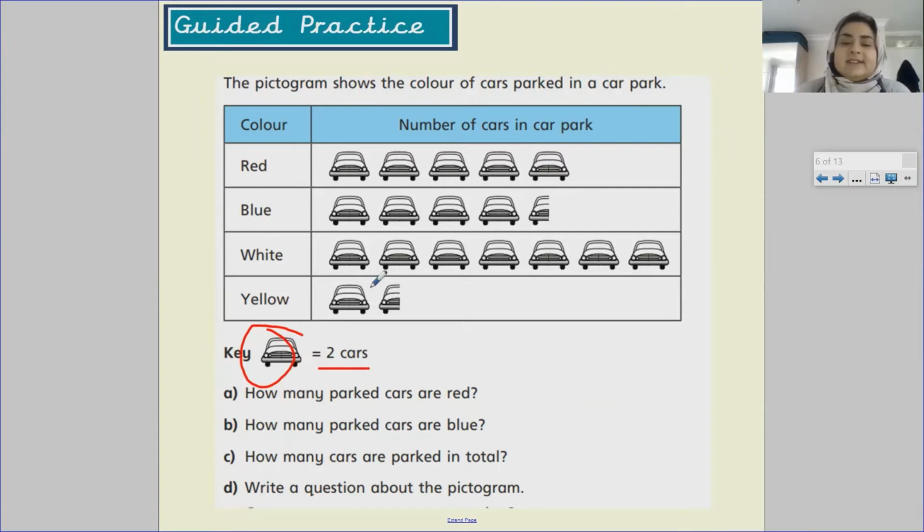Okay, so it says how many parked cars are red. So if I go to red, these are my cars in red, and I'm going to count in 2s. I'm going to write 2 at the top to remind myself that each car means 2, and I am going to count in 2s. So 2, 4, 6, 8, 10. So 10 cars are red. Okay, now if you can pause the screen and work out B, C, and D by yourself, and then come back to my screen when you are ready.